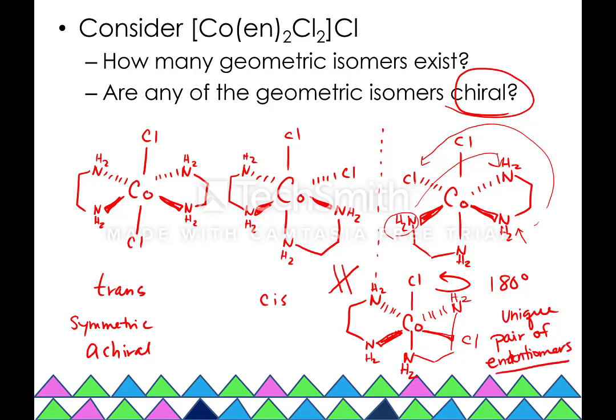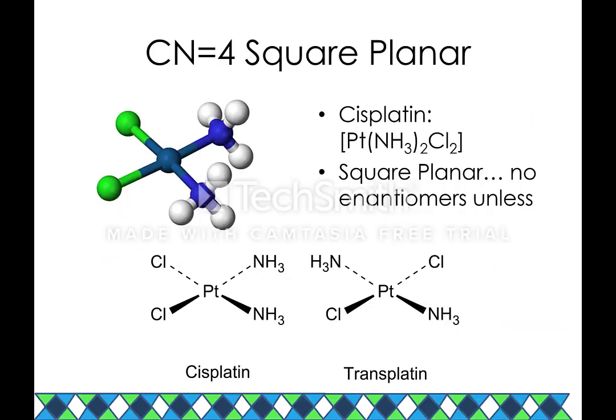There are two geometric isomers, but we also have one geometric isomer that is chiral. So we have a total of 3 stereoisomers for this cobalt complex. Okay, moving on to coordination number 4.